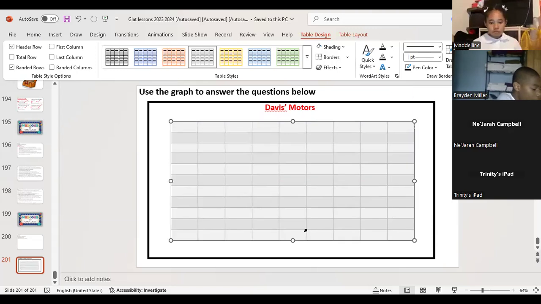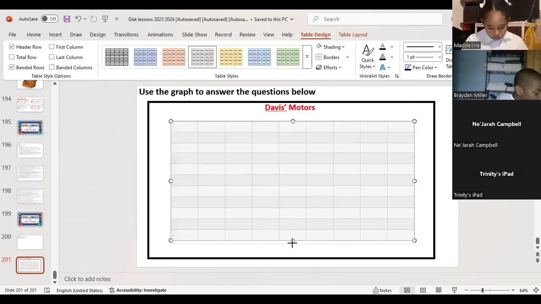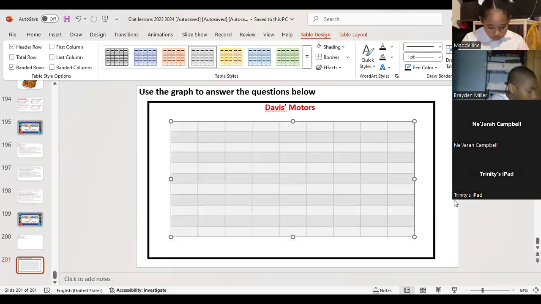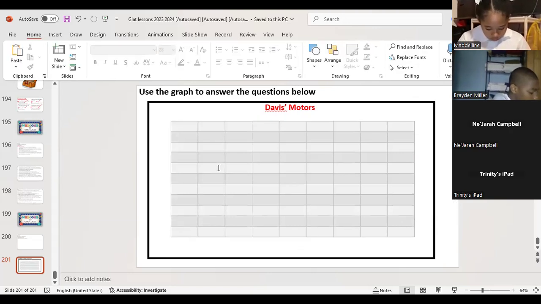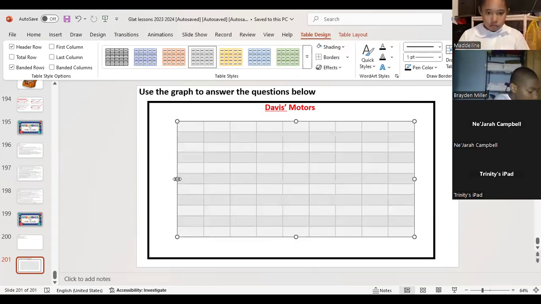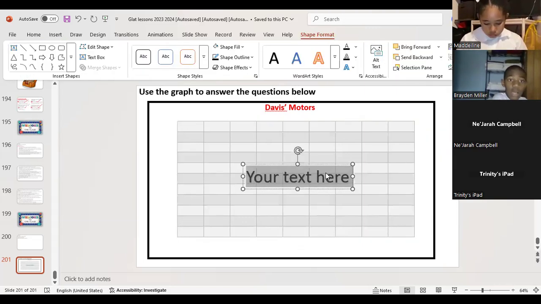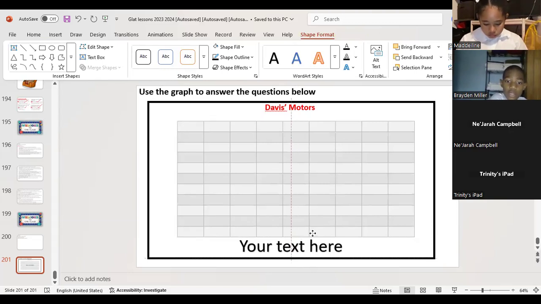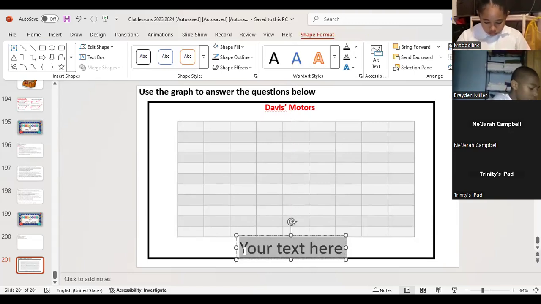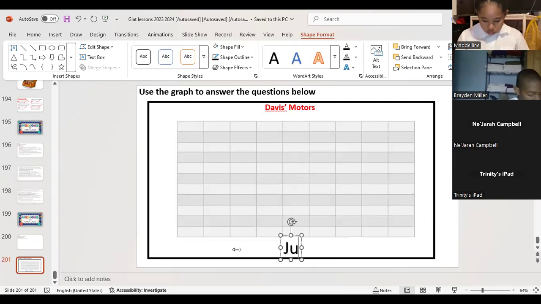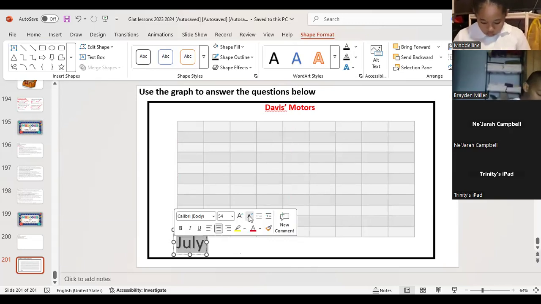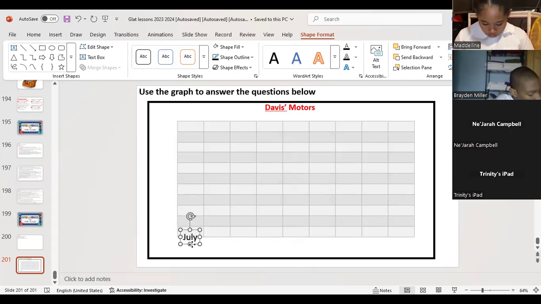All right. Let me see if I could expand that. There we go. And make sure I save space, because on the bottom we're going to put the days. So we're going to say July. Right. So this one right here is July.